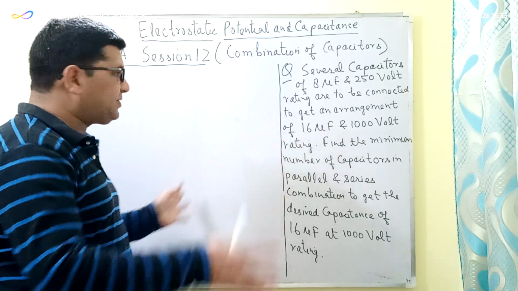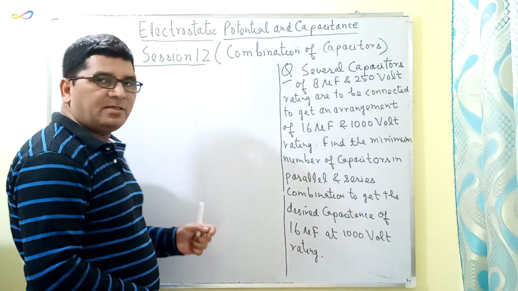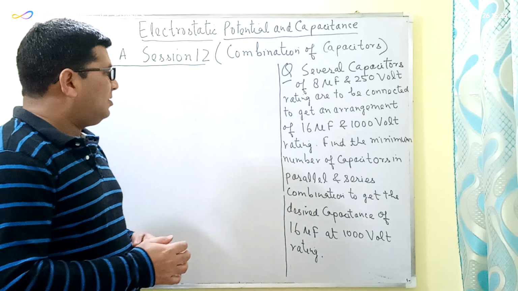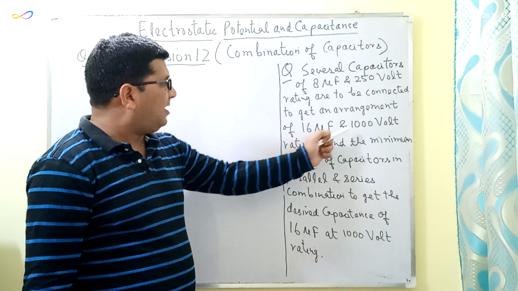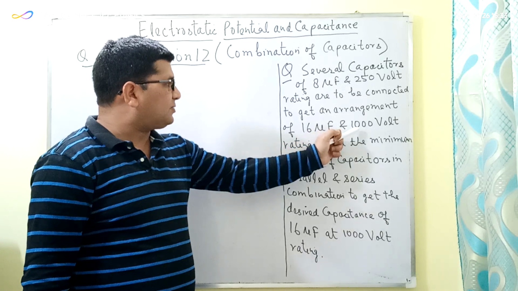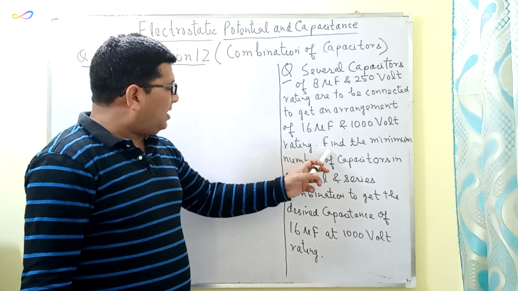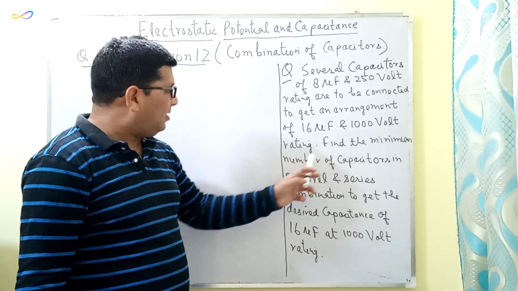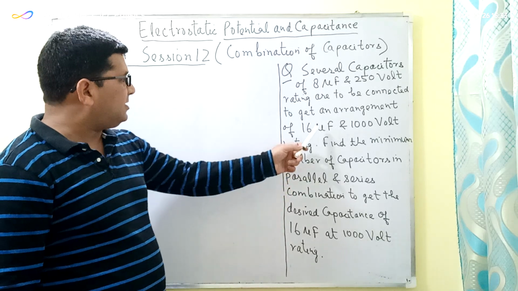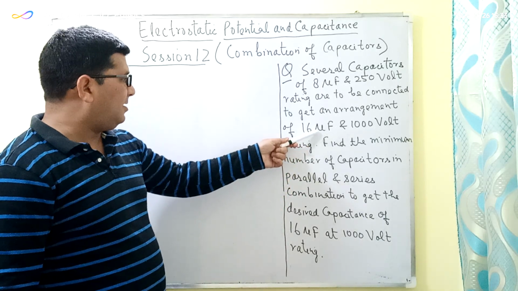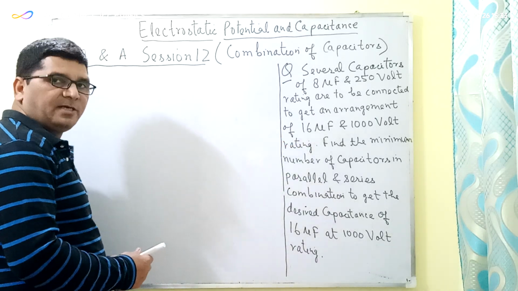So we basically have to get an arrangement of capacitors which should have the equivalent capacitance of 16 microfarad and the voltage rating of 1000 volts. Here we have to find the minimum number of capacitors in a parallel and series combination to get this desired arrangement of 16 microfarad and 1000 volt rating.